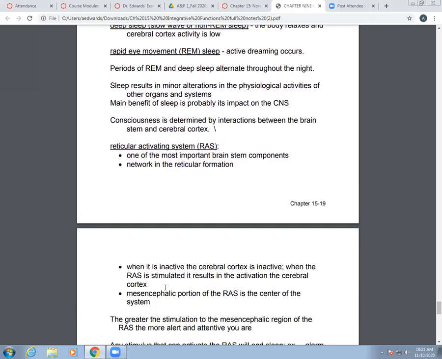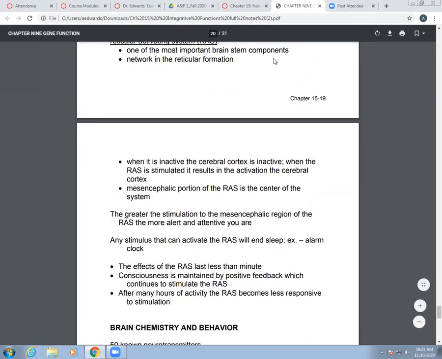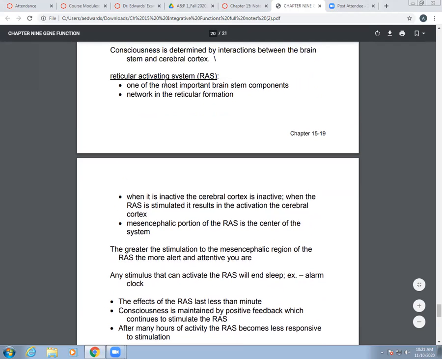All right. We also have the reticular activating system. It's one of the most important components of your brainstem. It is a network in your reticular formation, so it has reticular in the name. When it's inactive, your cerebral cortex is inactive. When the reticular activating system gets stimulated, it activates your cerebral cortex. The mesencephalic portion of your reticular activating system is the actual center of it.